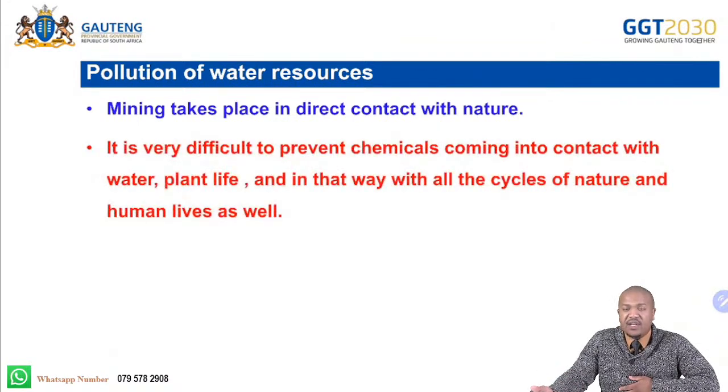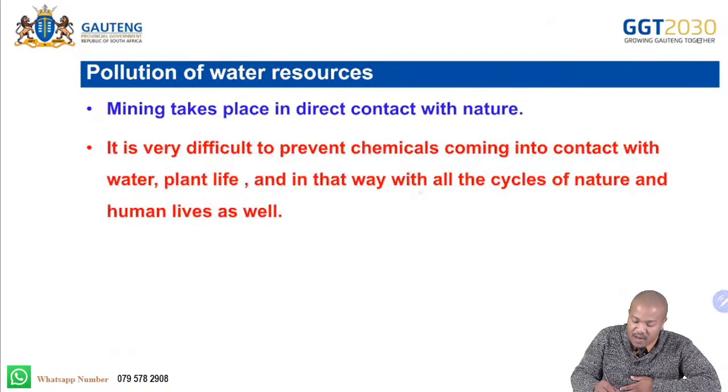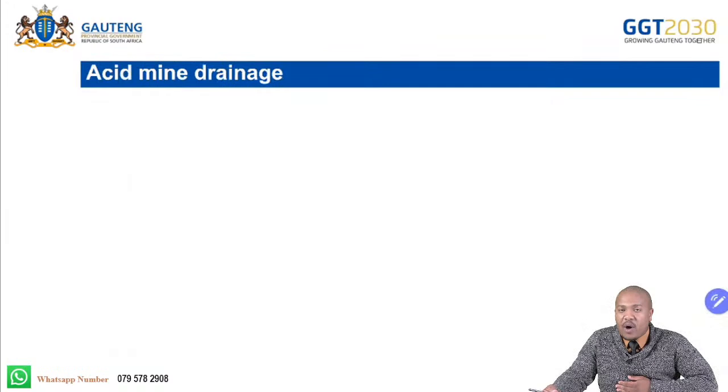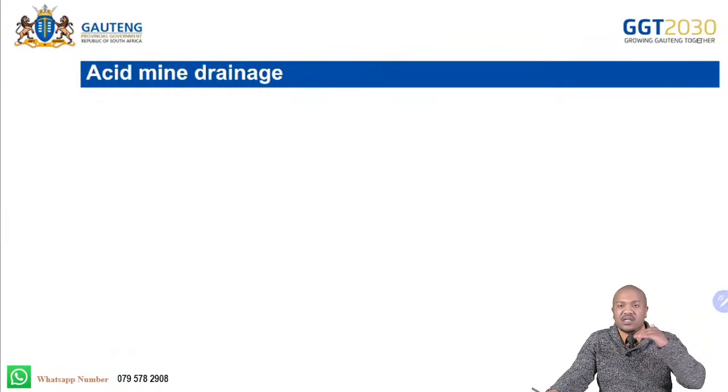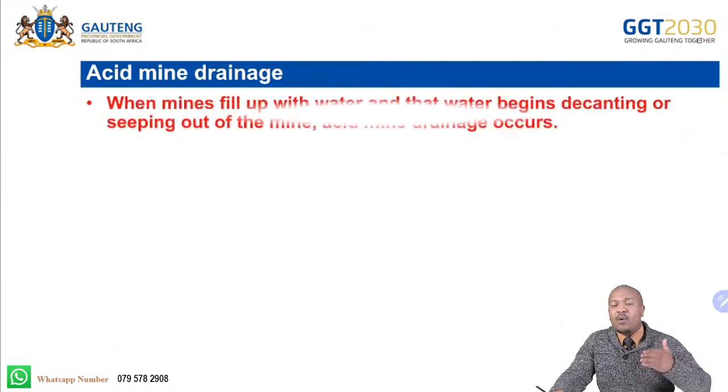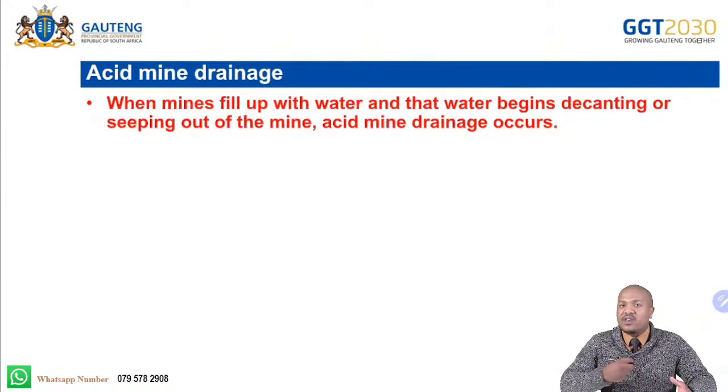So it is very difficult to prevent chemicals coming into contact with water, plant life, and in that way with all the cycles of nature and human lives as well, right? So life as a whole is affected by mining, in terms of our health, in terms of the destroying of natural habitats, and also pollution.